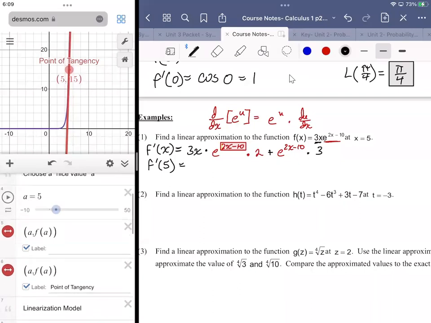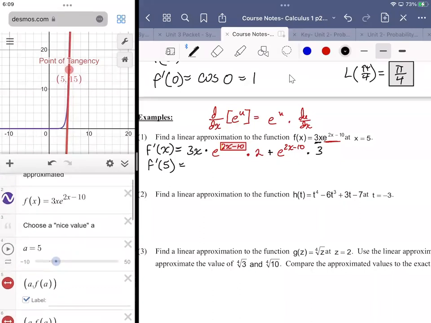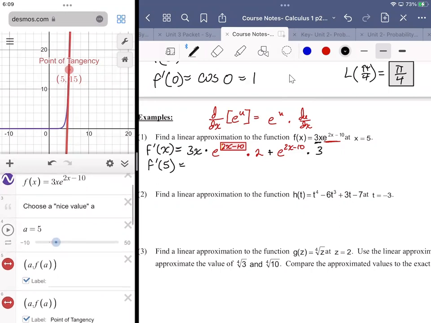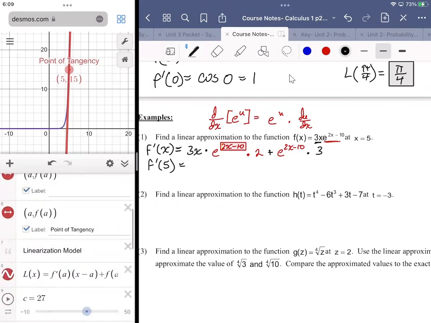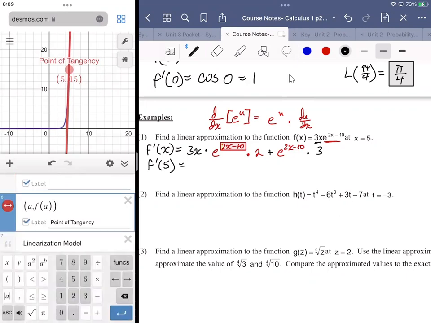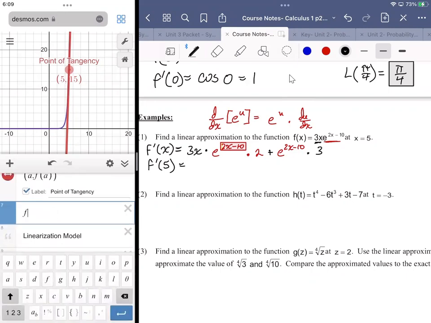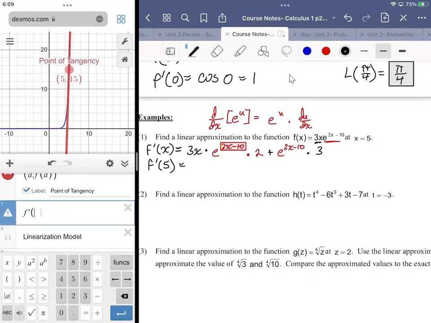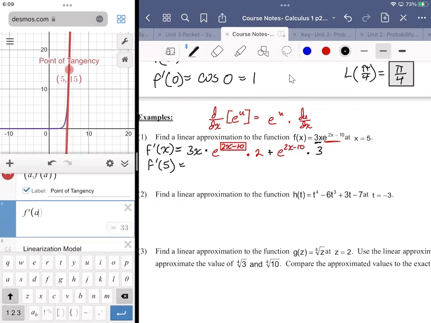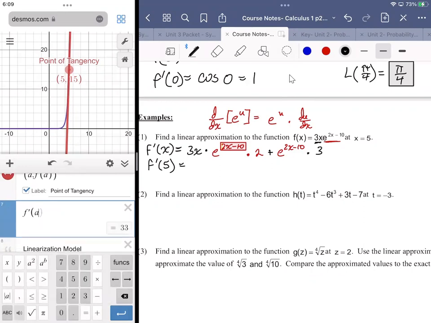Oh, is that literally the one thing I didn't put in here? Okay, well, I'll update the Desmos, but you need f prime of the a value. So I'll just tuck it in here. So f prime of a. All right, so that's going to be 33.